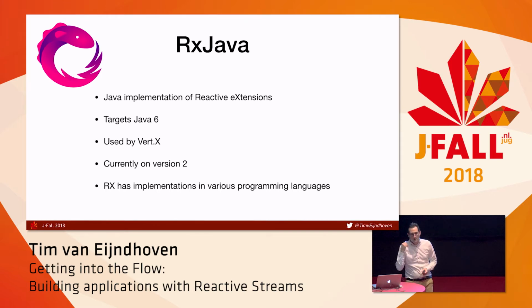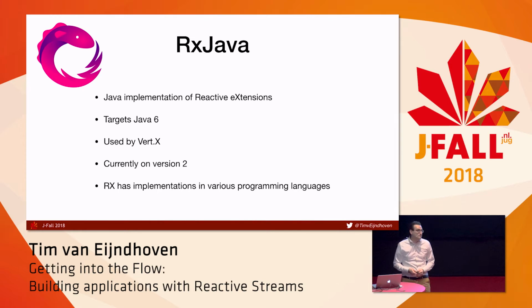So RxJava, the Java version of the reactive extensions, is aimed mostly at Java 6. It's bound to do so for the coming time because it's been used on Android, and as far as I know, you're still bound to Java 6 type support for Android development. So it is quite mature, but it's also perhaps not the most modern implementation of Reactive Streams.